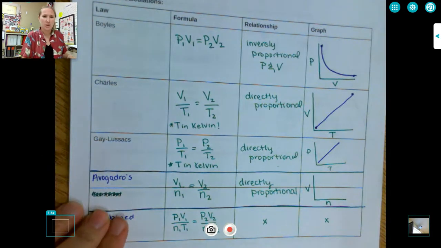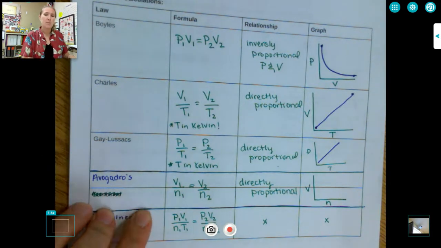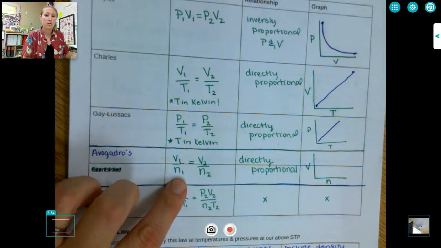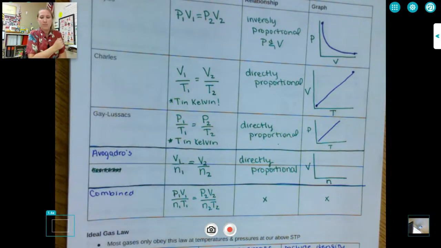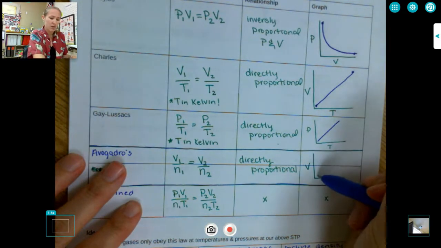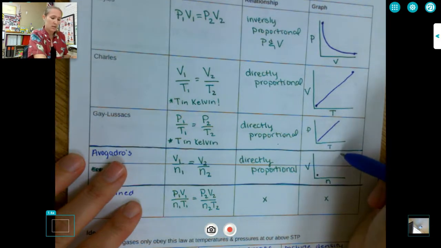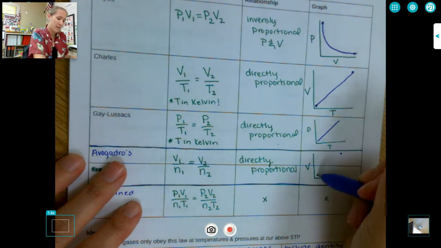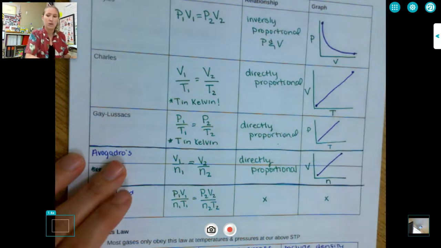Avogadro's law is not one that we've talked a ton about before, but it does introduce the idea of moles and volume and their relationship. Similarly to Charles's and Gay-Lussac's law, it's a direct relationship, which also makes sense. As I increase the number of moles, I'm going to increase the volume that I have in my container if I am keeping pressure constant.